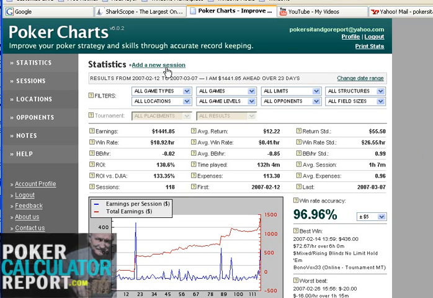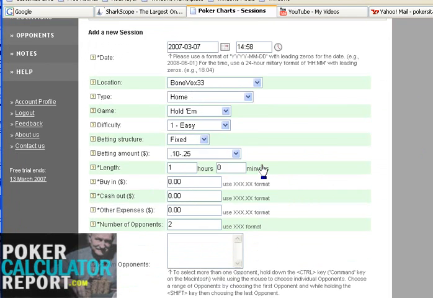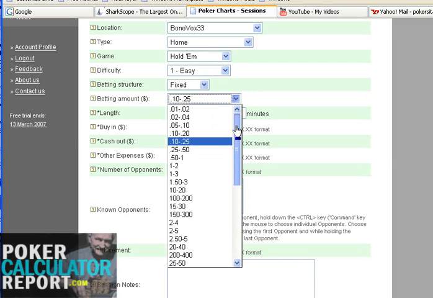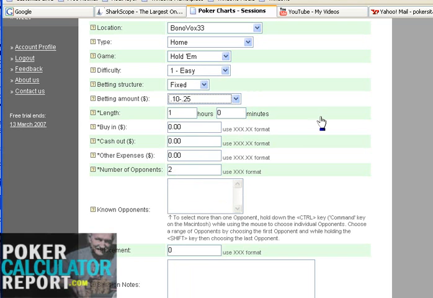finished your session online, you just click here and you go to add a session. You pick your ID, the time, the type of game, your limits. There's also levels of how difficult the table was. Was it the betting amounts in terms of a limit or a no limit game, and the length of time you stayed at the table. Also, if you're in a buy-in situation in terms of a no limit cash game or no limit tournament, as well, your basic profit, expenses, some number of opponents, and known opponents.